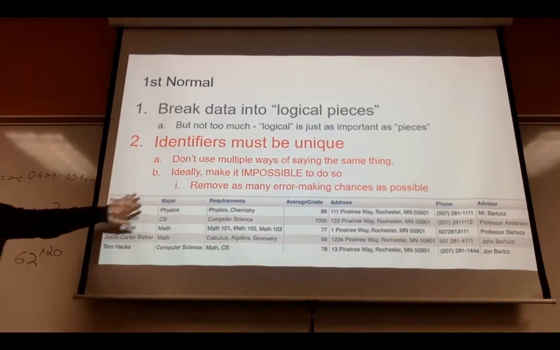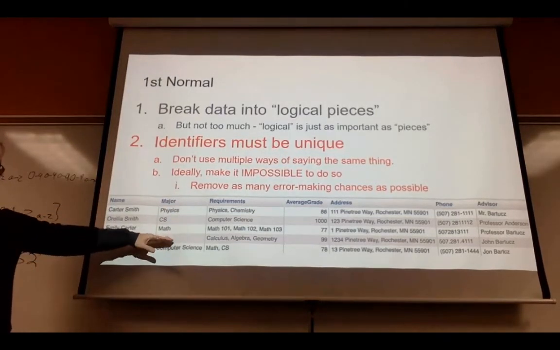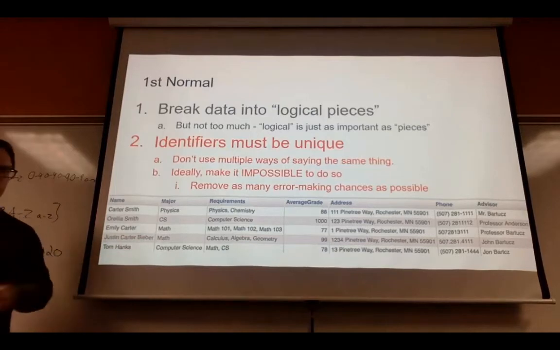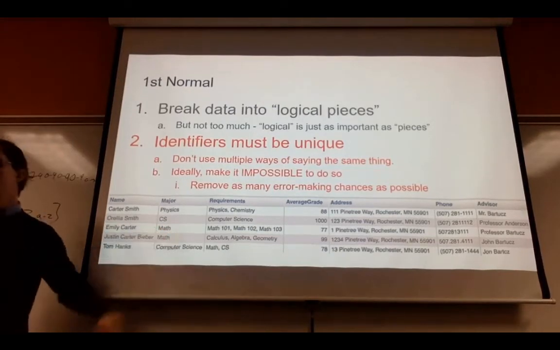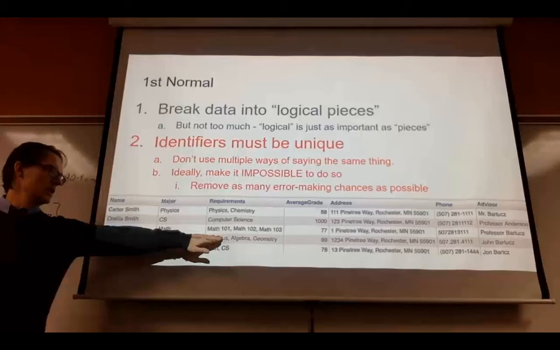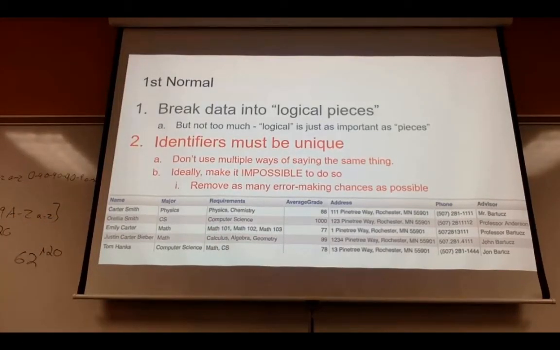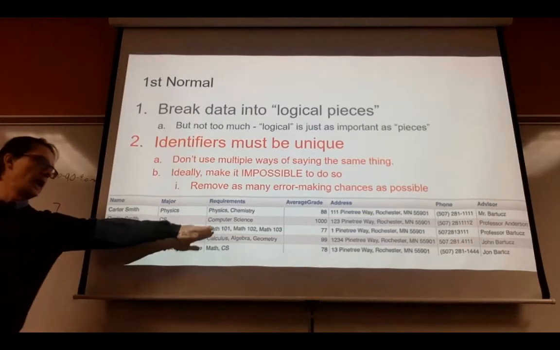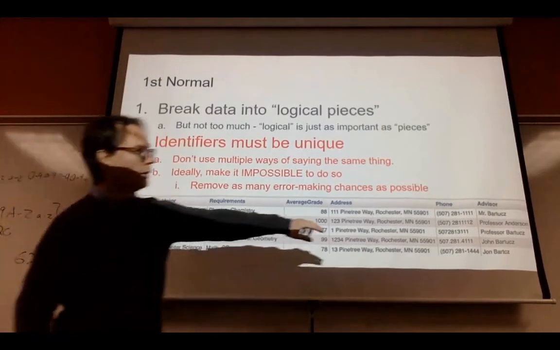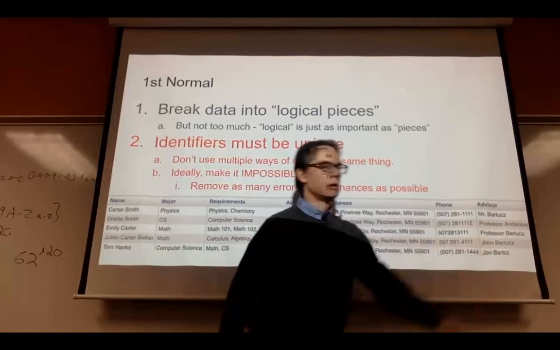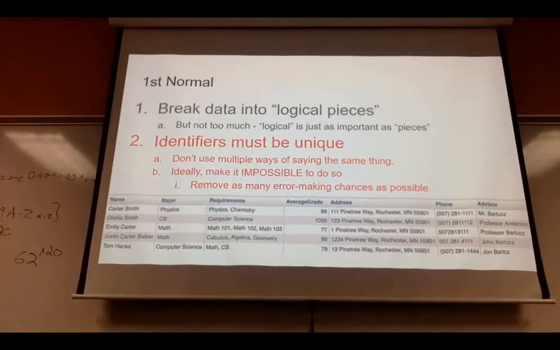So we have major ID. Math major ID might be ID number 456, and in that table you have this listed once. You don't have it multiple times. If you can remove the possibility of doing this, you are saving yourself headaches in the long run, and your users.